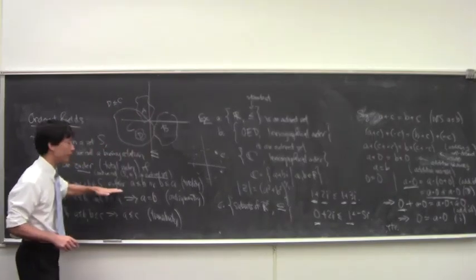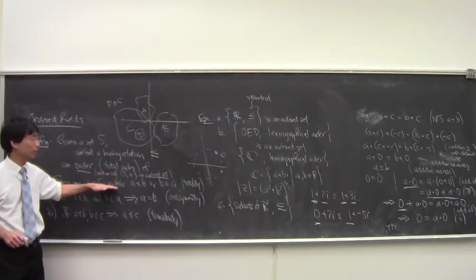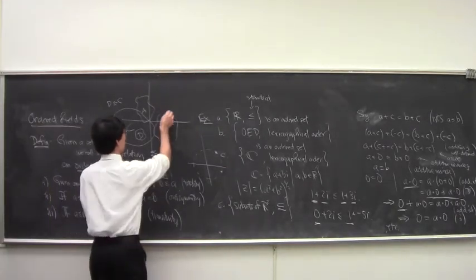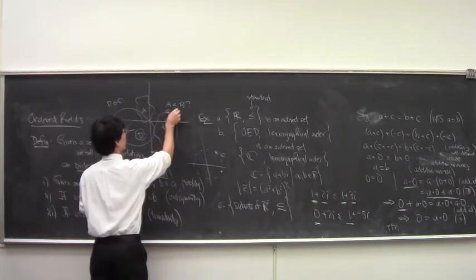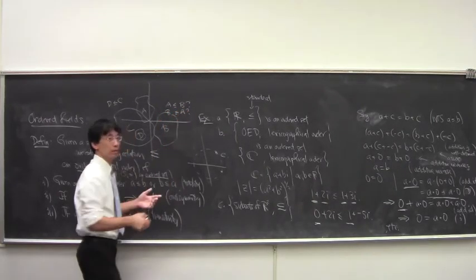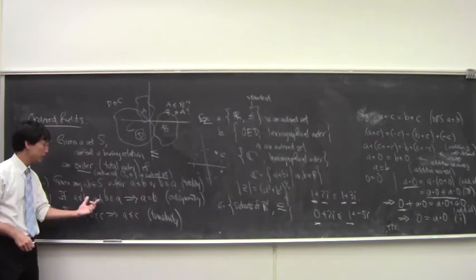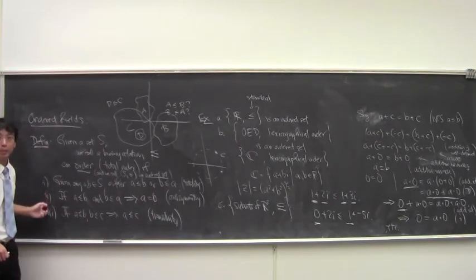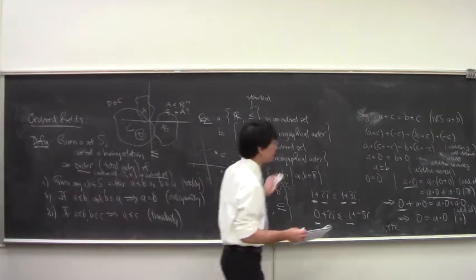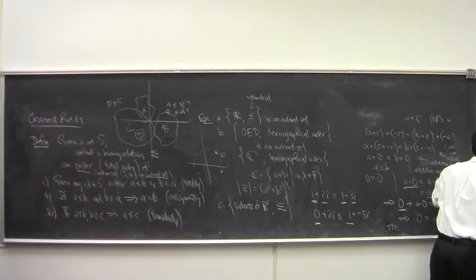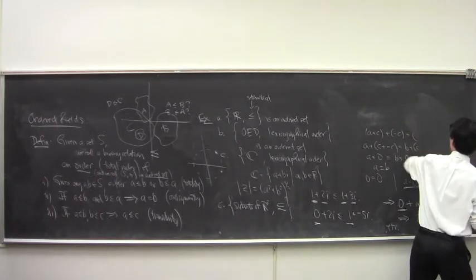So we don't have totality. We can't compare them. Is A less than or equal to B? No. Is B less than or equal to A? No. So we don't have totality, although we do have the latter two properties: we do have antisymmetry and we do have transitivity. Okay, so that's the notion of an ordered set.